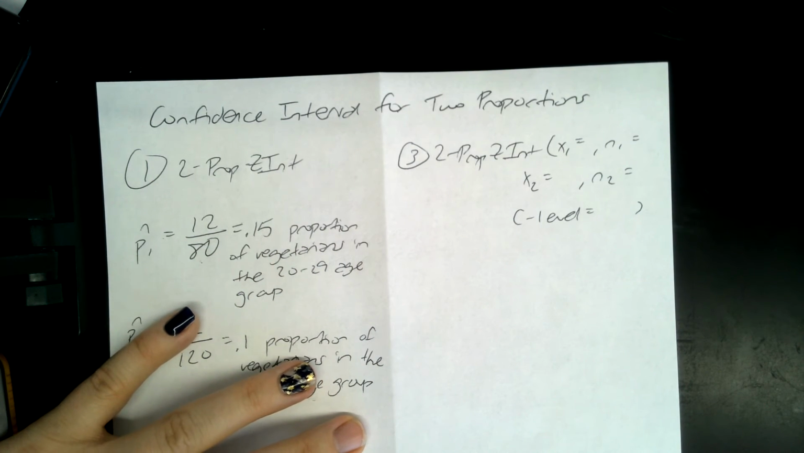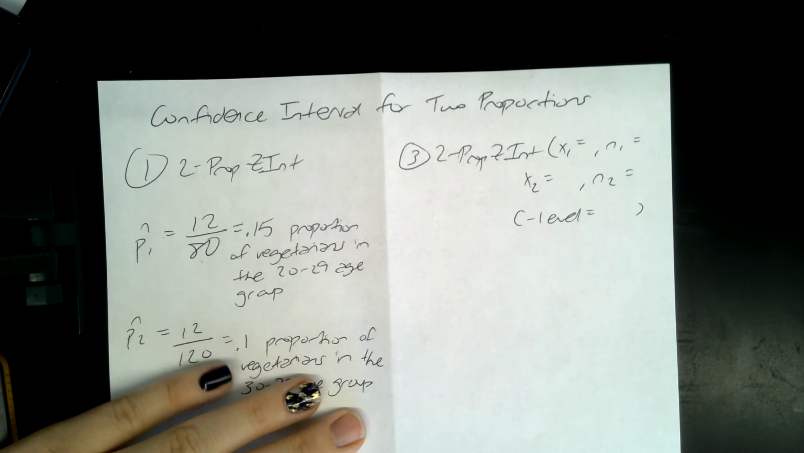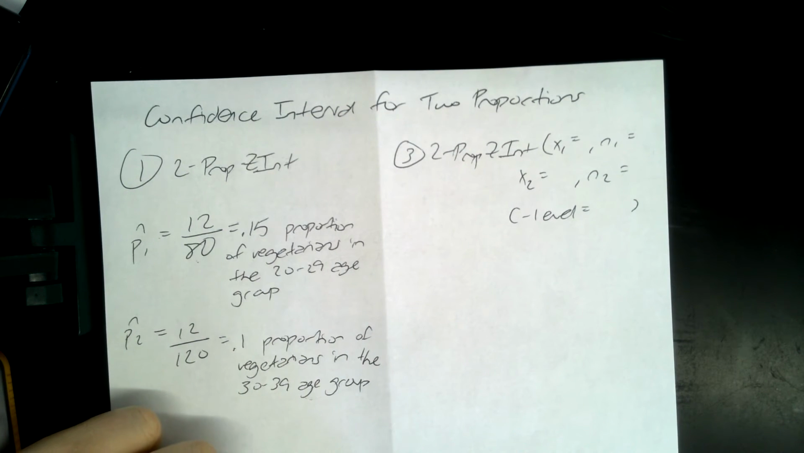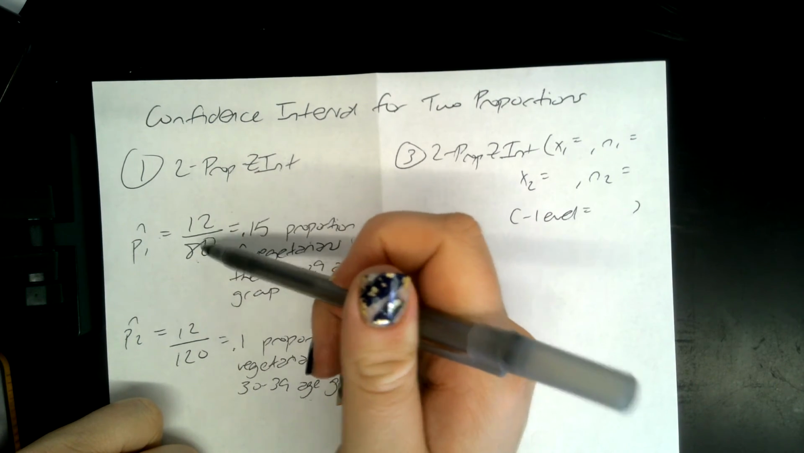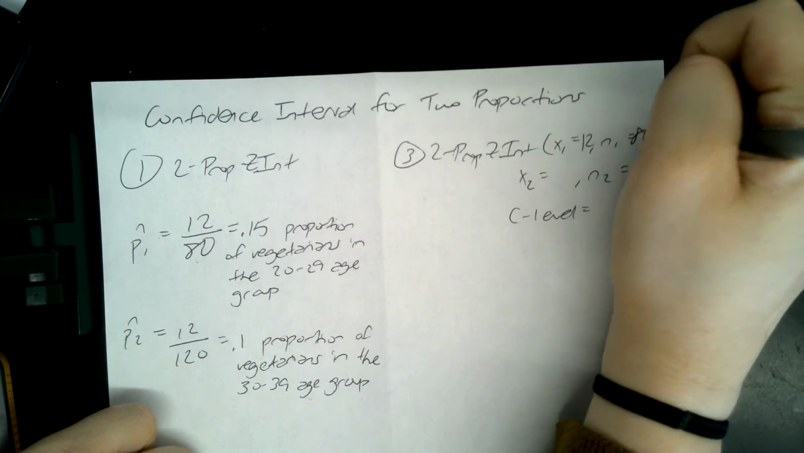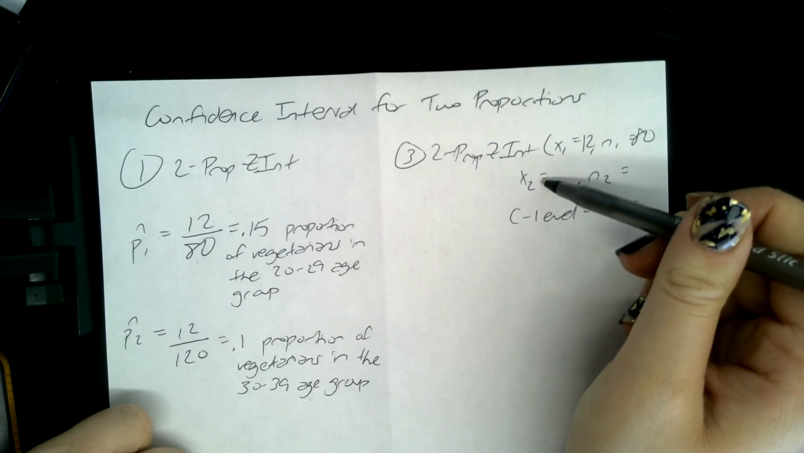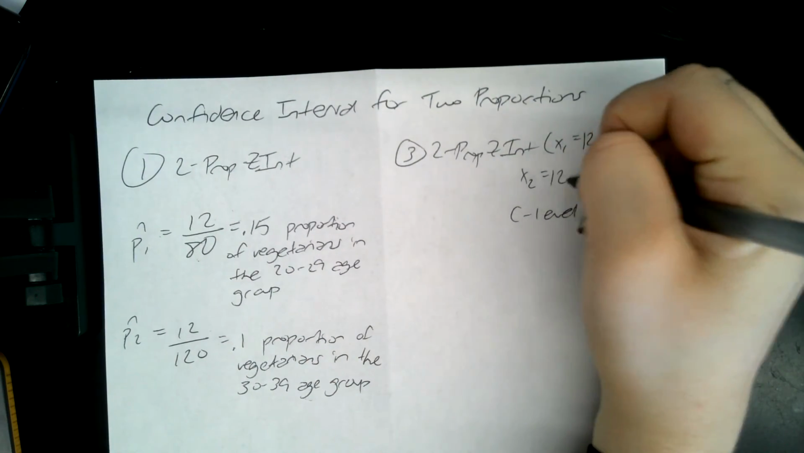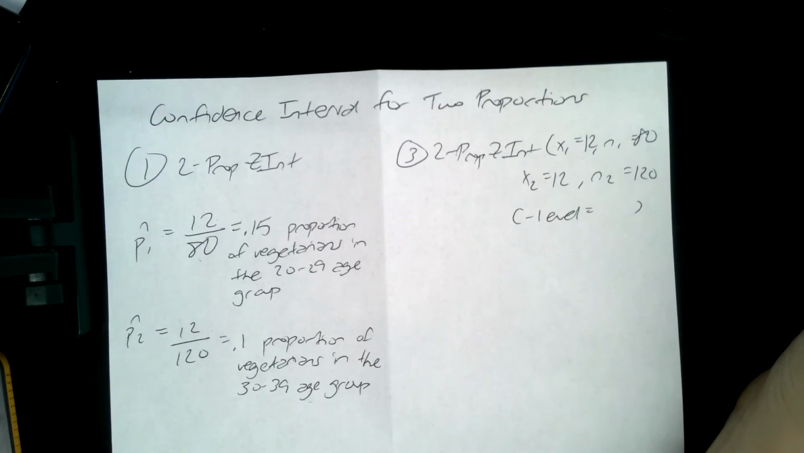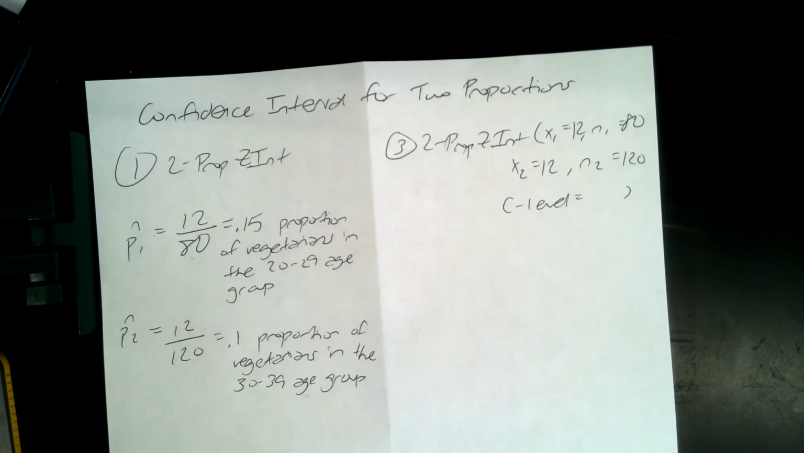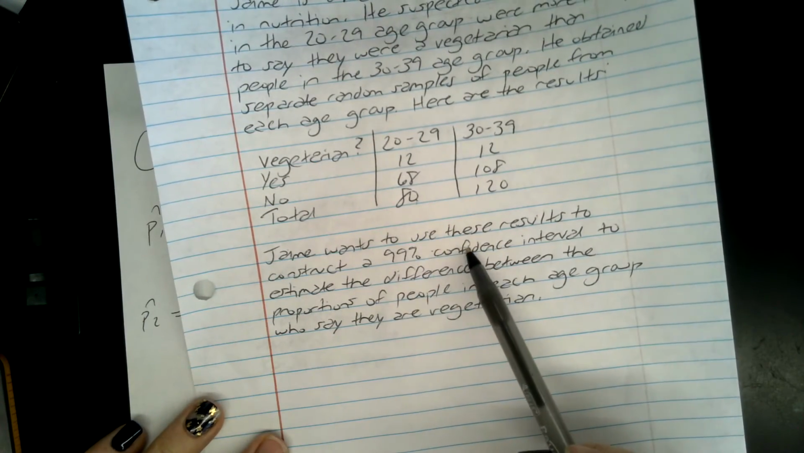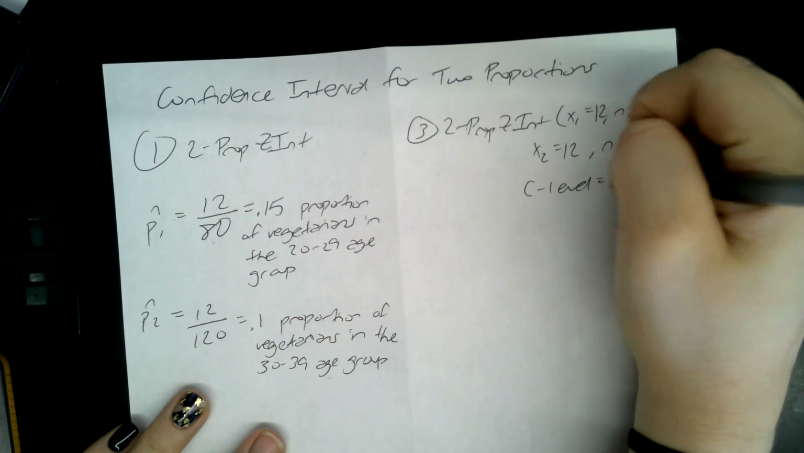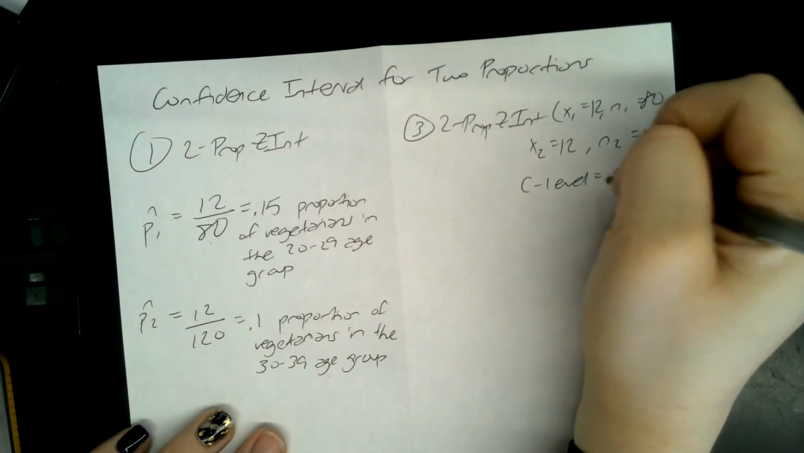These are the things that your AP grader wants to know to be able to give you the points. Your X1 and N1 are actually going to be the same thing that you use to calculate that P1 hat. X1 is the number of successes, N1 is the sample size. So here we have 12 and 80. X2 is my number of successes for sample 2, that was 12. And N2, my sample size for 2, is 120. And the confidence level, I'm going to go back to the problem and see what percent confidence level they wanted me to be at. I want to be at a 99% confidence level. It's a 99% confidence interval. So my C level will be 0.99, just writing that 99% as a decimal.